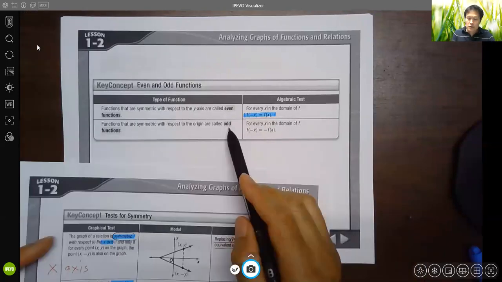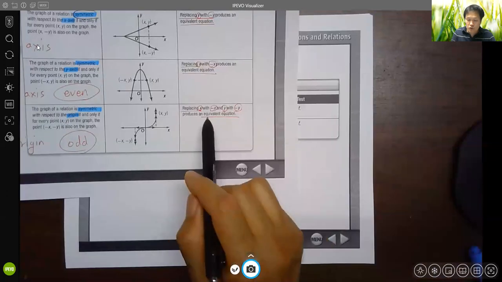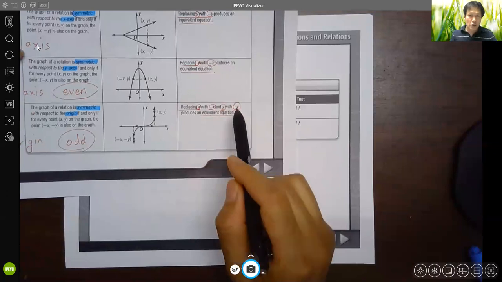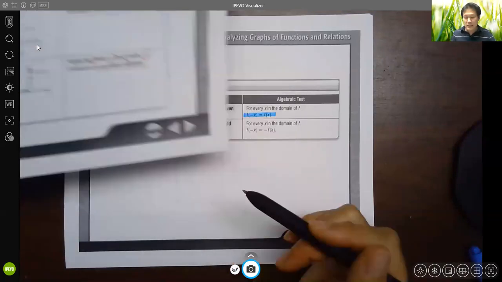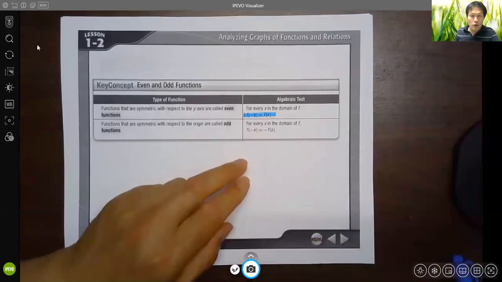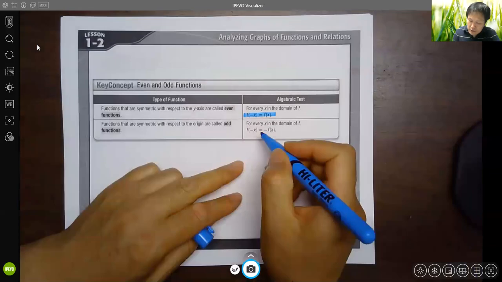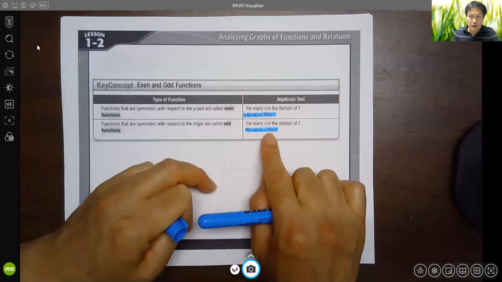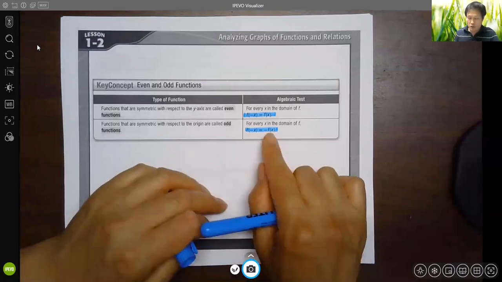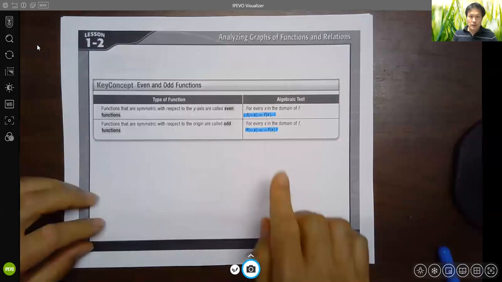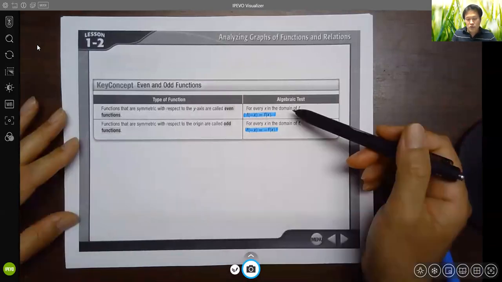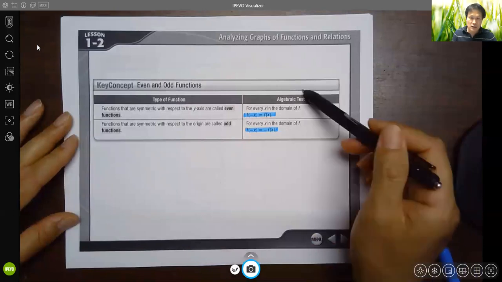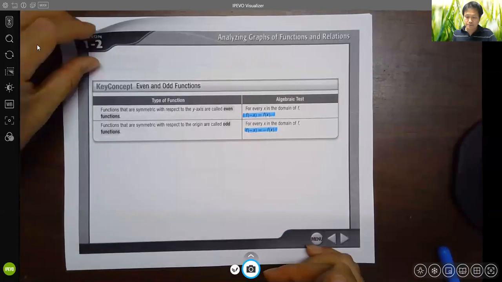Odd function. Here I told you you can replace x with minus x. You can replace y with minus y. It still becomes the same equation. It's exactly the same thing. Another way of algebraic test for this is you do f of minus x. That becomes minus f of x, which is changing the sign of the original. You do need to know this. So whenever I ask you to show a function is an even function or odd function by algebraic test, this is the method you have to follow.